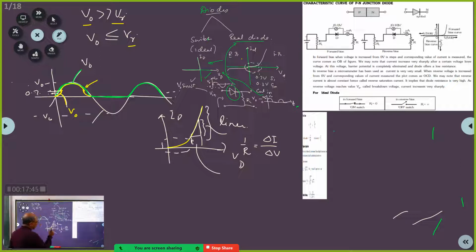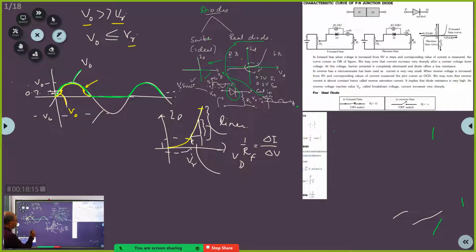Since we are measuring the resistance in the forward region, we are going to call it RF. So 1 upon RF is delta I by delta V. Correct? From this point to this point, the forward resistance is constant, and that is what you are going to measure. Clear? Now coming to another point: this voltage, I call it the cut-in voltage.